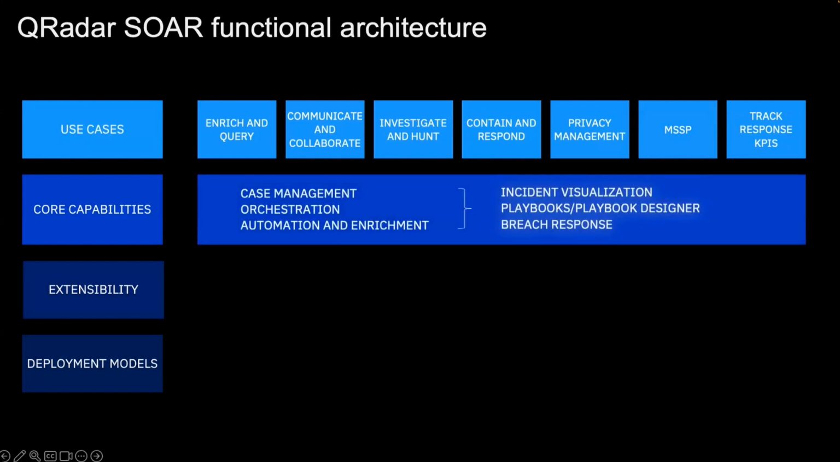The core capabilities revolve around the three major aspects of case management, orchestration, automation, and enrichment. QRadar SOAR case management sits at the root of the core capabilities, allowing the security operations team to create, progress, and eventually close out security incidents in an organized fashion. Case management relies on orchestration and automation to dynamically alter details in the case management process based on the use case and the type of progress during an investigation.